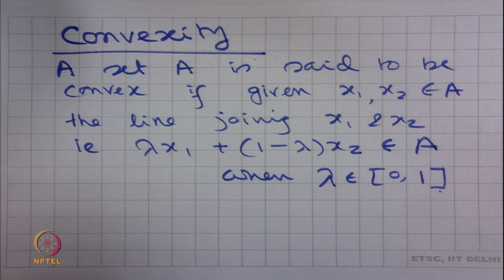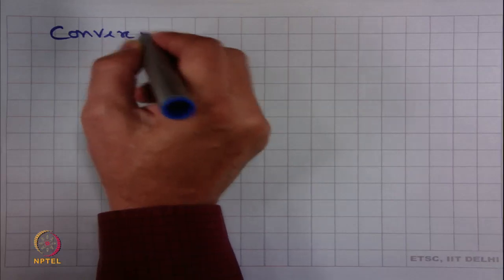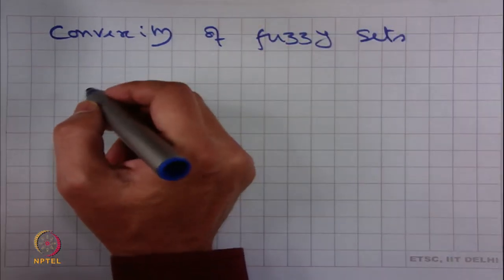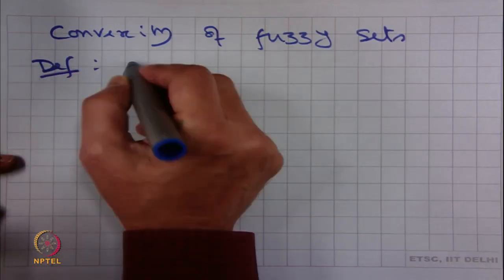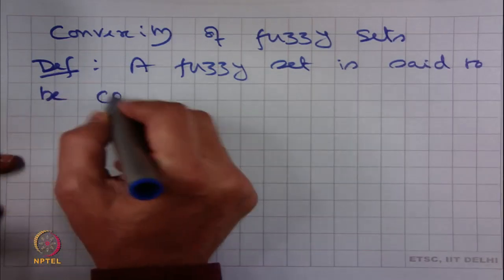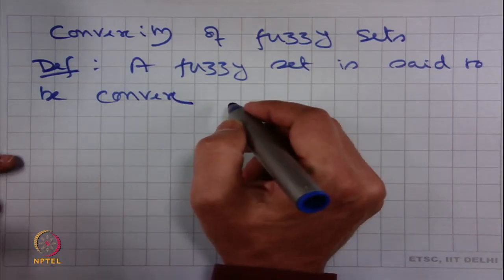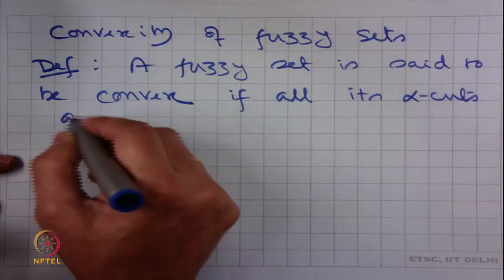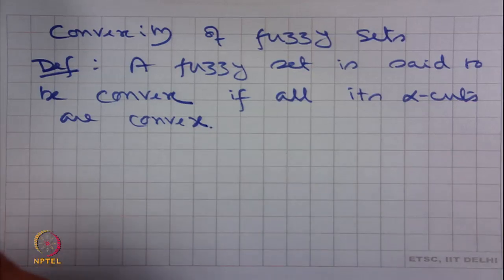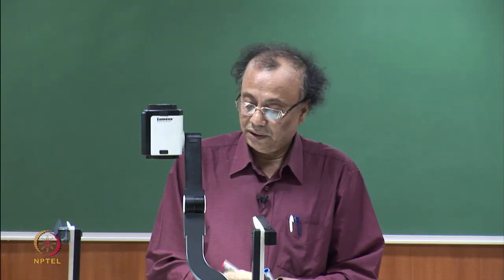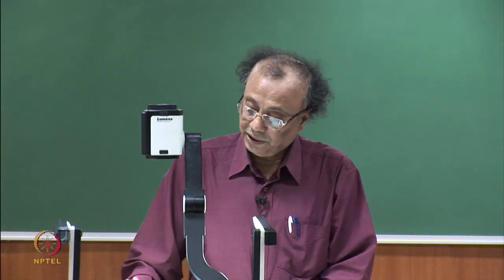This concept of convexity is extended to fuzzy sets. Definition: a fuzzy set is said to be convex if all its alpha cuts are convex. That means for any alpha between 0 and 1, if we construct the corresponding alpha cut, then that alpha cut has to be a convex set. We know that all alpha cuts are crisp sets, so it makes sense.